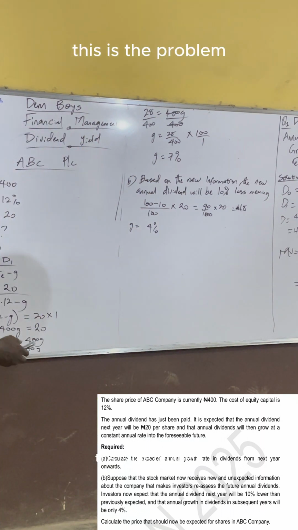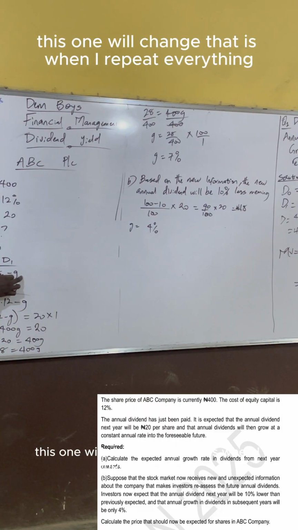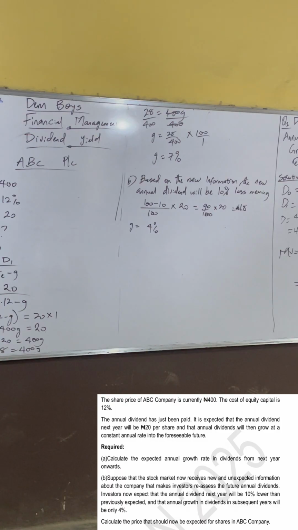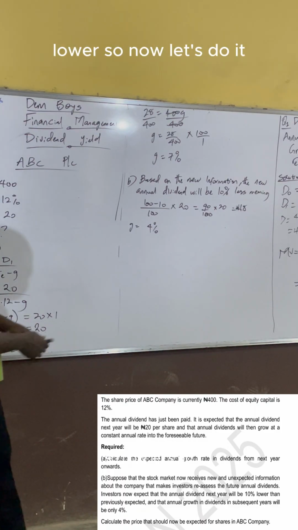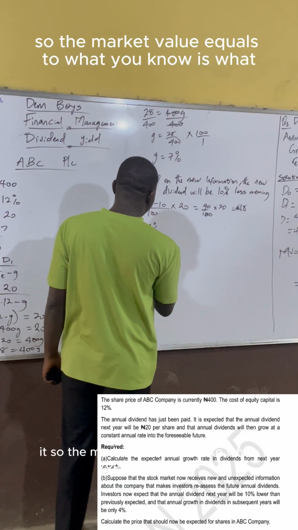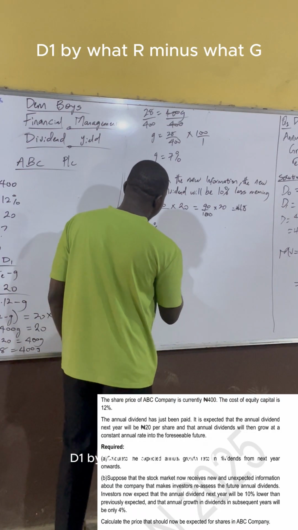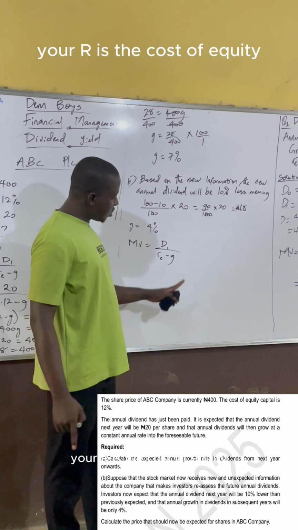This is the formula. They are telling you this one will change, and this one will change. That means when I input everything, I can never get the same value. Either I get higher or I get lower. So let's do it. The market value equals D1 over R minus G. Your D1 is the expected dividend, your R is the cost of equity, and your G is the growth applied.